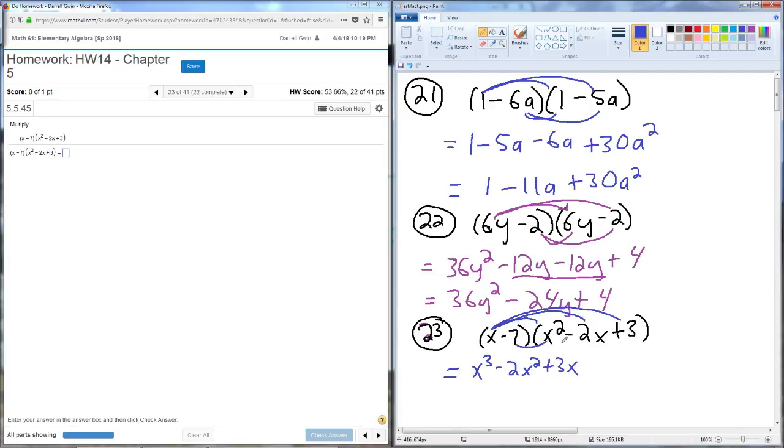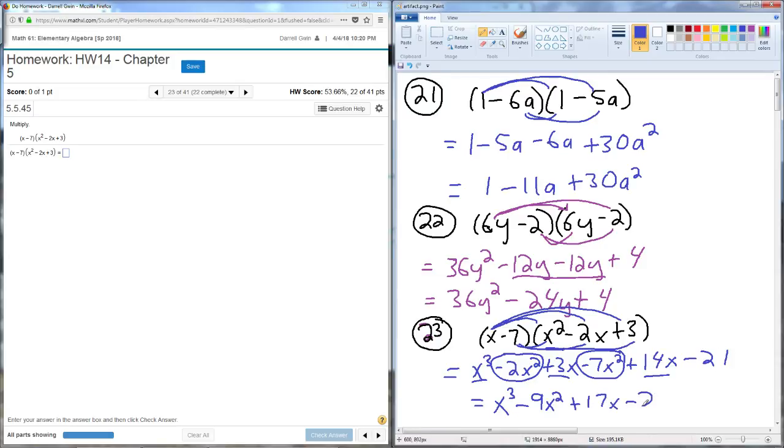Now the minus 7. Minus 7x squared. Minus 7 times minus 2 is plus, addition. I mean, negative times negative is a positive. 7 times 2 is 14, and there's only one x between the two. Negative 7 times positive 3 is a negative 21. Let's combine like terms. X cubed. Now I have a negative 2x squared and a negative 7x squared, which adds up to a negative 9x squared. We have a 3x plus 14x, which adds up to a 17x, and the minus 21 is last.